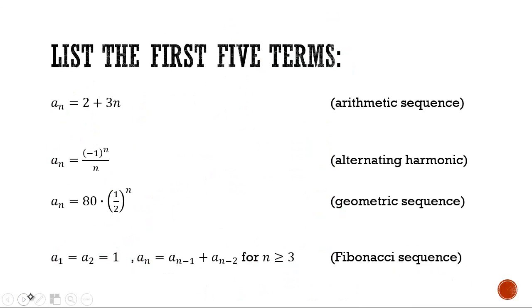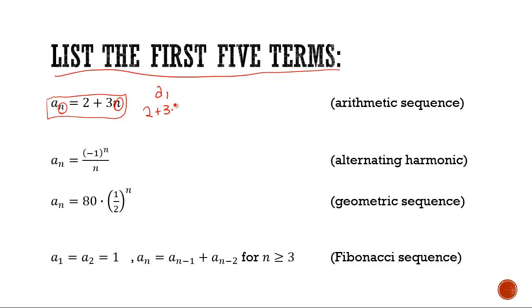So let's take a look at some of these. You could be asked to find the first 5 terms of a sequence. Say the sequence is given in terms of an nth term. So this means, what is A1? A1 is the same thing as plugging a 1 in for n. So it's 2 plus 3 times 1. What's A2? Well, it's 2 plus 3 times 2. A3, 2 plus 3 times 3.